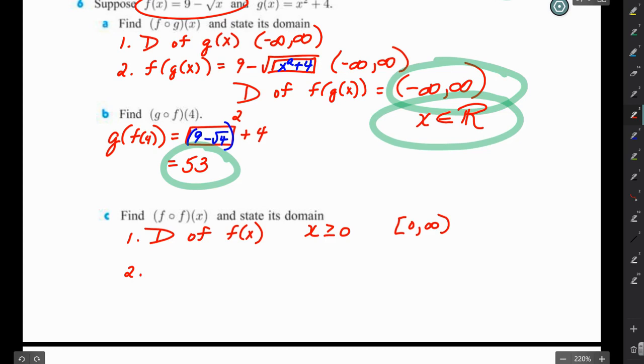All right, now step 2, we need to know what is the composite function and the domain of the composite function.